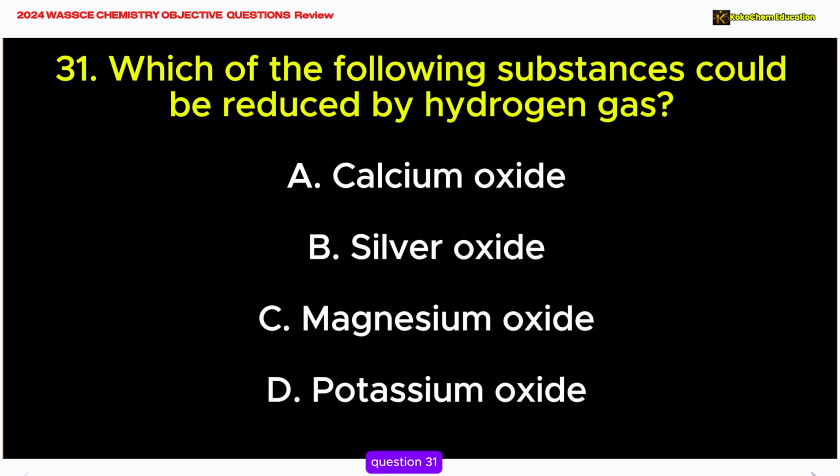Question 31. Which of the following substances could be reduced by hydrogen gas? A. Calcium oxide. B. Silver oxide. C. Magnesium oxide. D. Potassium oxide. The correct answer is B. Silver oxide. Explanation: silver oxide is less reactive and can be reduced by hydrogen, unlike the other more stable oxides.